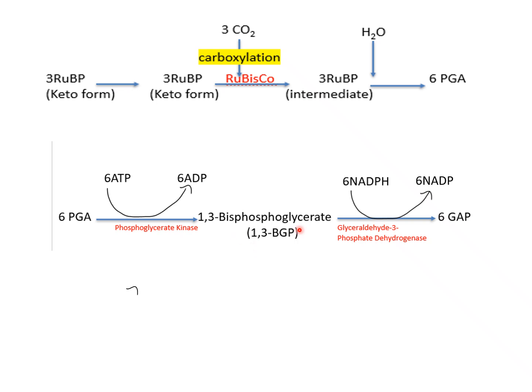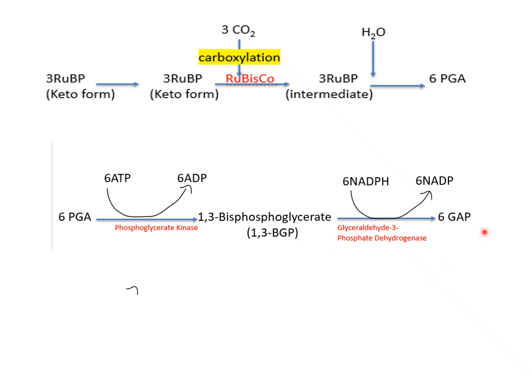This 1,3-bisphosphoglycerate is then reduced and also converted to 6 molecules of glyceraldehyde 3-phosphate or GAP. In this reaction, 6 NADPH is oxidized to 6 NADP by glyceraldehyde 3-phosphate dehydrogenase enzyme. So here we complete the second stage as well.